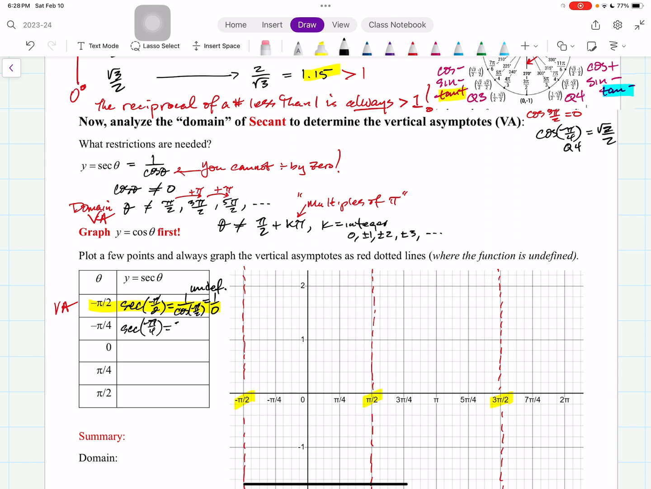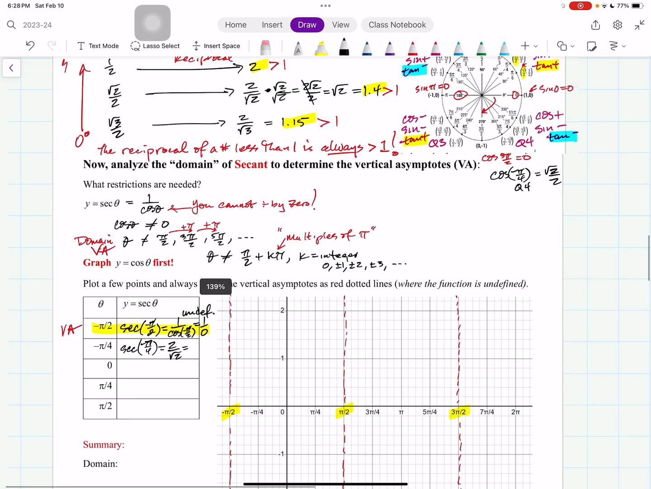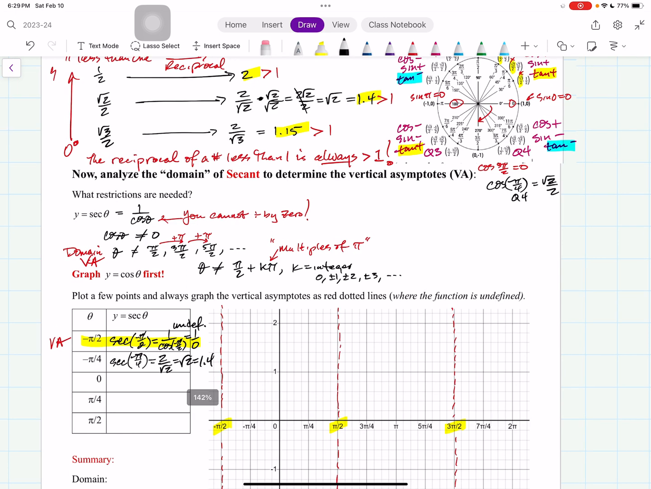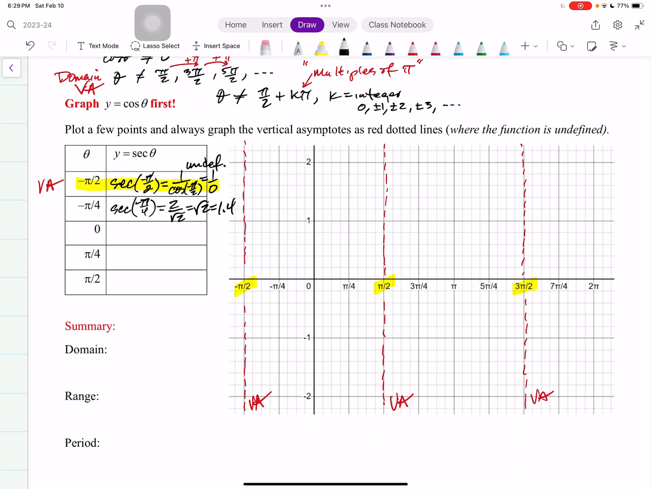All right, so this is equal to 2 divided by rad 2. All right, and we did that earlier. Look up top of the screen. That's equal to rad 2, which is 1.4. And notice that it's greater than 1. Holy cow, this is out of the range of cosine. It's greater than 1. Whew.